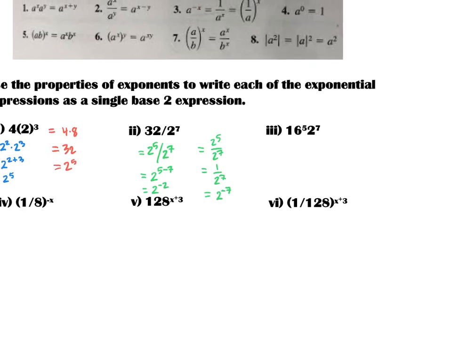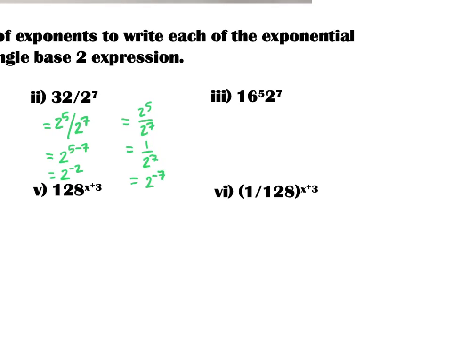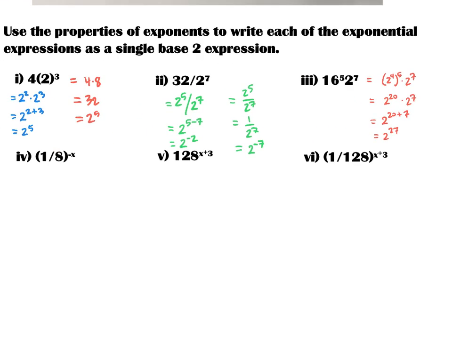Okay, properties of exponents, good stuff. Okay, let's write this as a base 2 expression. 16 to the 5th is the same as 2 to the 4th to the 5th times 2 to the 7th. So 2 to the 4th to the 5th is 2 to the 20th. We take 4 times 5 times 2 to the 7th will be equal to 2 to the 20 plus 7, which is 2 to the 27th power. Getting some good practice in here.